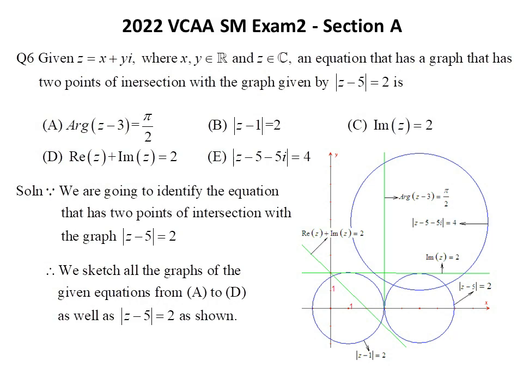It is not difficult to find out that the circle given by the equation modulus of z minus 5i equals 4 has 2 points of intersection with the graph given by modulus of z minus 5 equals 2. Therefore, the answer for question 6 is E.